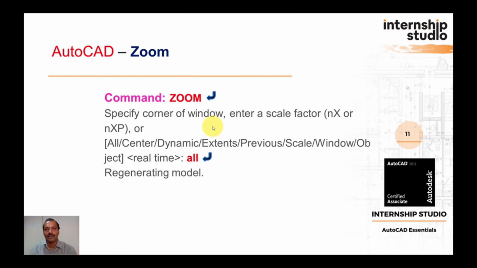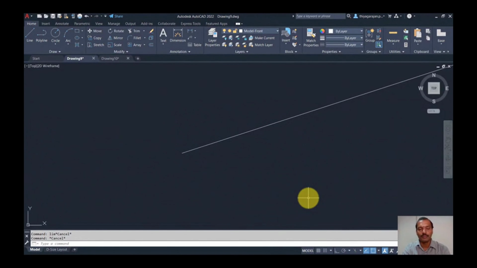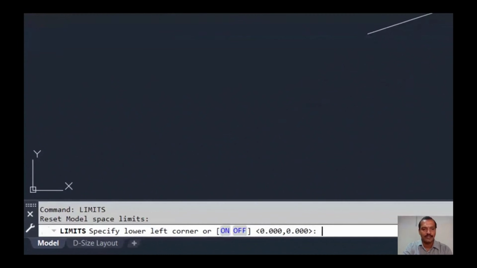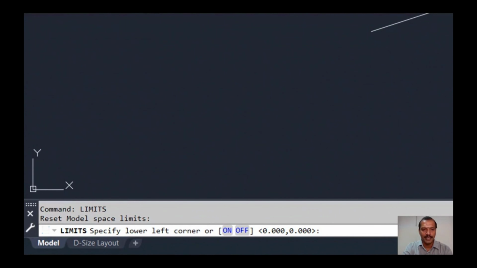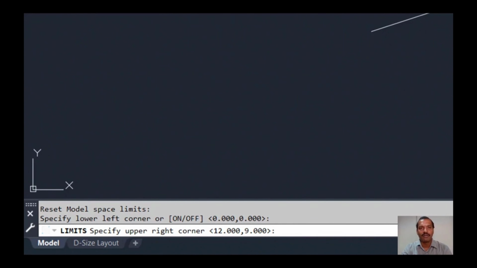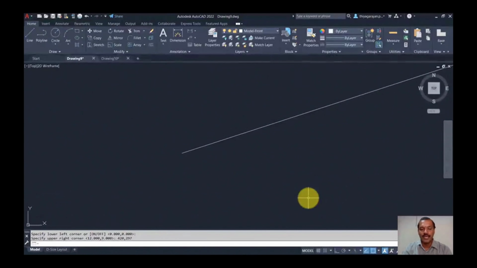We will set our drawing area into the A3 size. You see here, our 50 mm line is looking very big. So I am going to change the limits. 0, 0 is already there. Enter. Default 12 units X, 9 units Y. Now I'm going to change 420, 297. Enter. See, now I have given the value, even though there is no change in the screen.